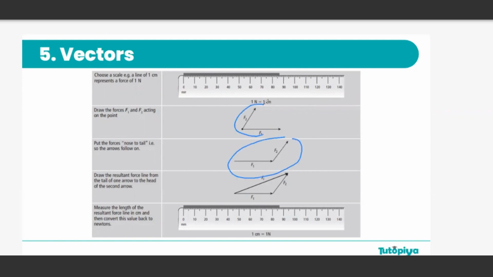You can have a start like this if you're going to do the parallelogram method. In that case, you need to complete the parallelogram like this. But if you're using the triangle method, then you need to draw the two forces like this, where the head meets the tail. And finally, if it's a parallelogram, you draw the diagonal. If it's a triangle, you complete the triangle.